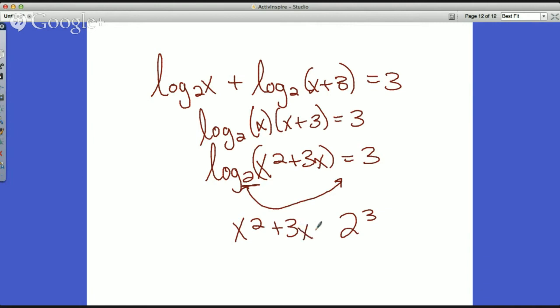X squared plus 3x equals 2 to the third. 2 to the third gives me 8. So I have x squared plus 3x minus 8 equals 0 when I bring that 8 to the other side. So now I need to solve for x within this quadratic, but I can't do it using the factoring method. So what method could I use? The quadratic formula. That's exactly right.